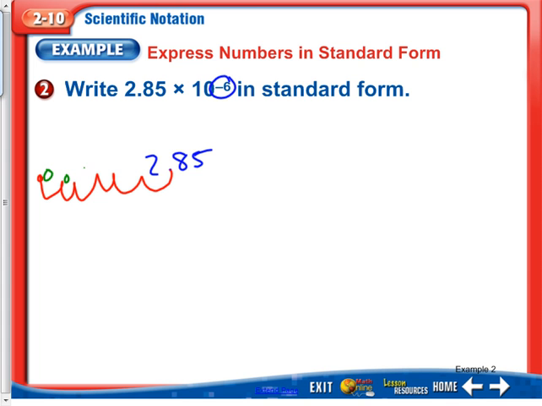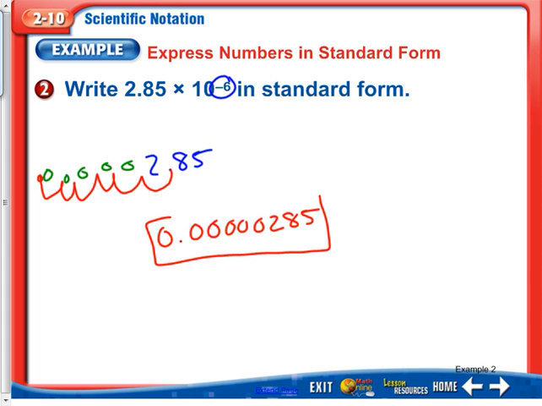1, 2, 3, 4, 5. So the 6 doesn't represent how many zeros. Notice I moved the decimal point 6 times, but I only wrote 5 zeros because the first time was to get outside of this first number. Okay? All right, so our answer then is 0.00000285. All right, so these two are equivalent. 2.85 times 10 to the negative 6th is equivalent to this number right here.